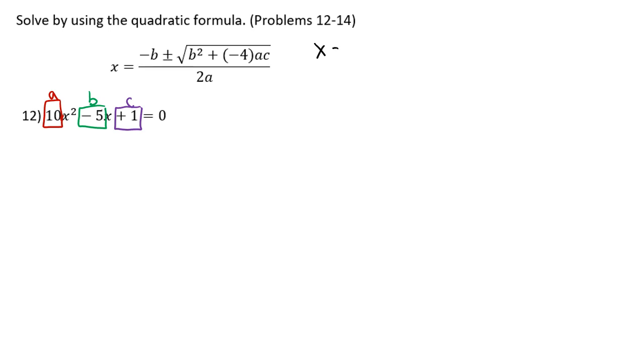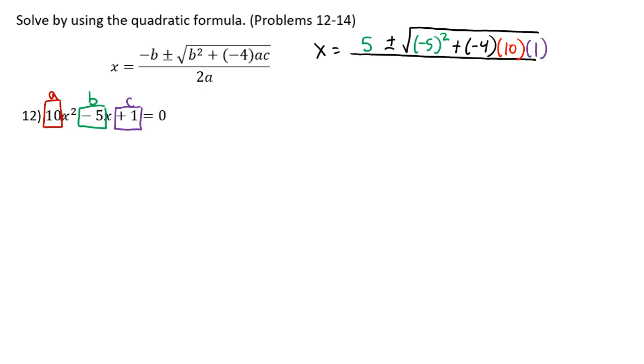So we have x equals, now we have a -5 for our b, but our formula says -b, so it's going to turn it into a +5 plus or minus square root. Then we have parentheses -5 squared, because it said b squared, plus our -4 times a times c. So times 10 times 1 all over 2 times a, and our a is a 10.